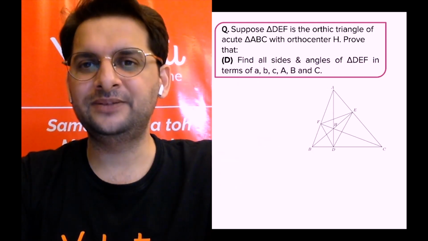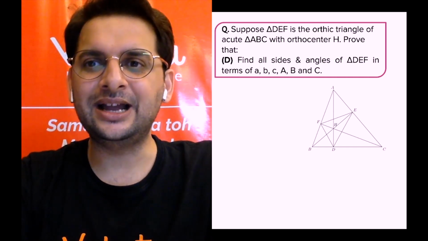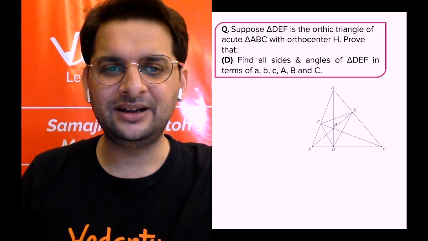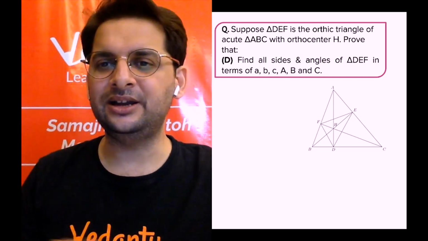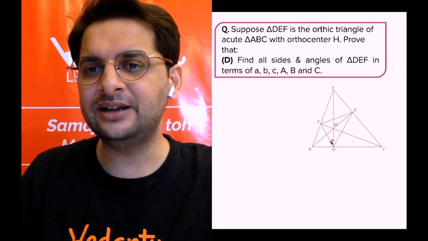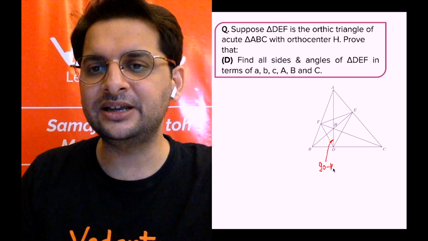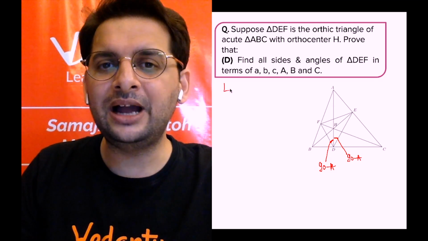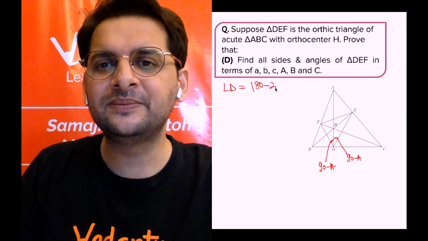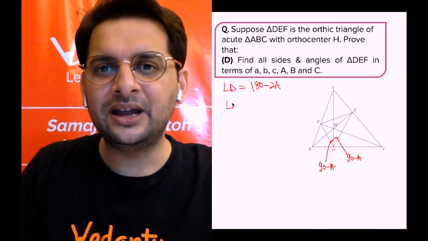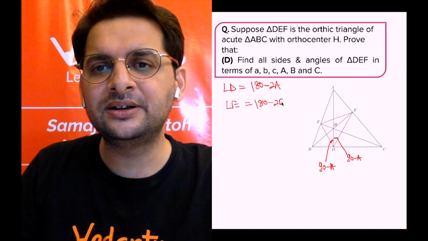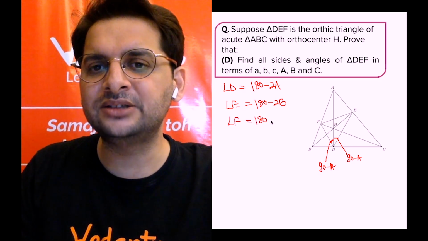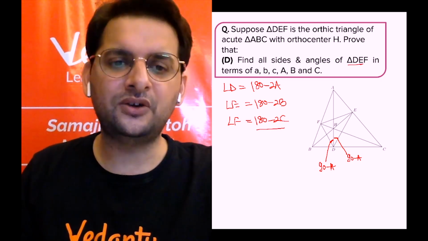Let us go one step beyond. Find all the sides and angles of triangle DEF in terms of triangle ABC. Now, half the work we have already done in the previous question. We proved that this angle is 90 minus A, and likewise, this angle would be 90 minus A. So the whole angle D would be 180 minus 2A. And similarly, angle E would be 180 minus 2B, that is 180 minus 2 times the opposite angle. And likewise, angle F is 180 minus 2C. So we found the angles of triangle DEF.